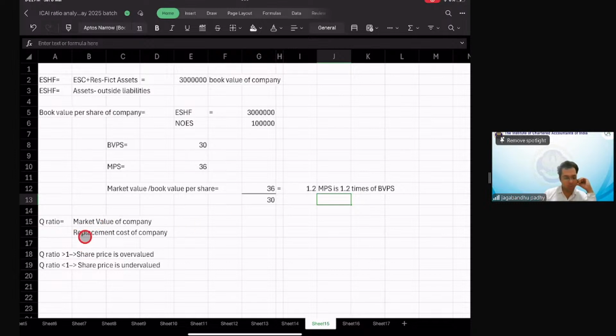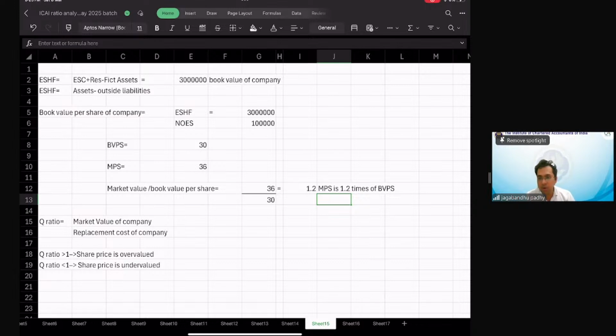Similarly, we have a Q ratio. Q ratio is market value of company upon replacement cost of the company. So what is replacement cost? Replacement cost is basically the cost that you will incur to build a similar company in today's time. So a higher Q ratio means, of course, the company is going to be overvalued. So both these ratios, if they are higher, indicate a higher degree of overvaluation of the company. Okay, and so these are the two simple ratios that we were left out to be covered. So I just thought let me cover it quickly.